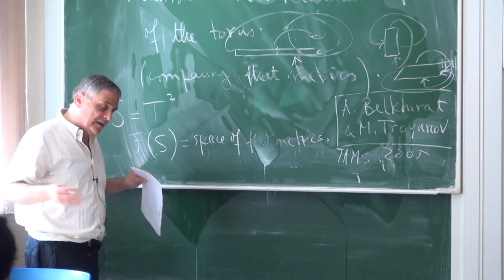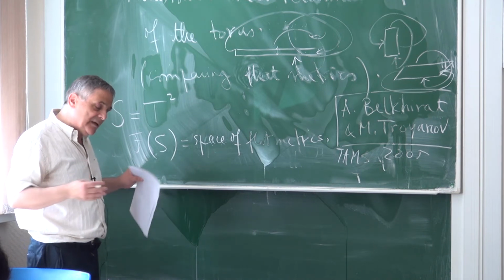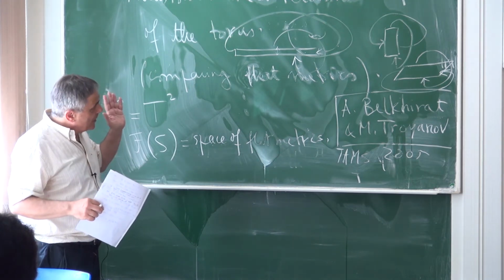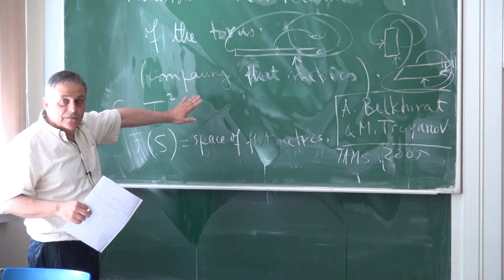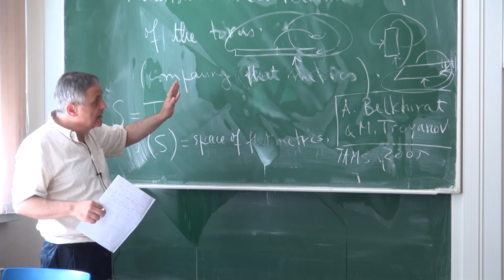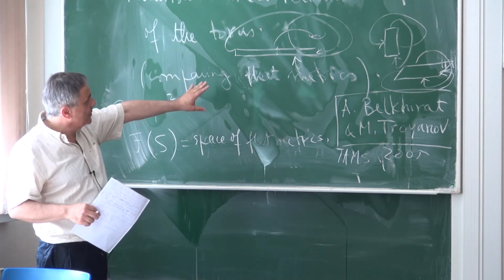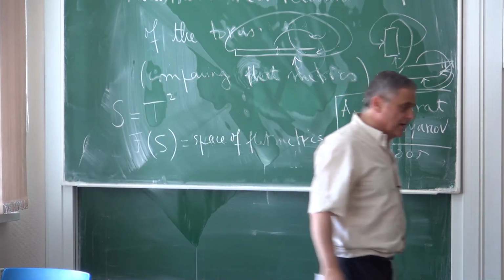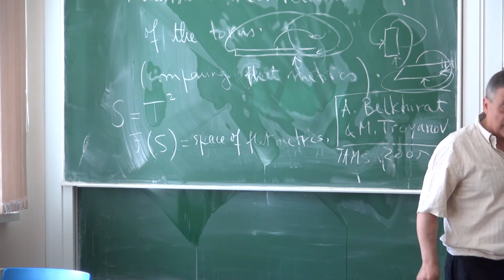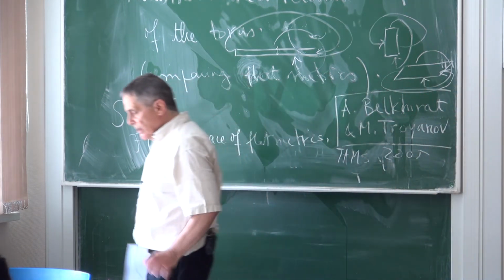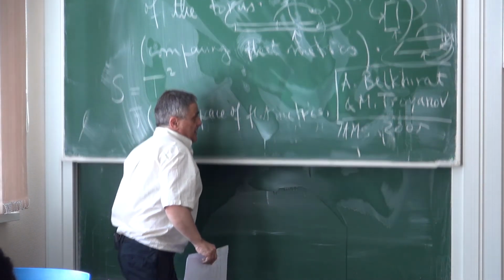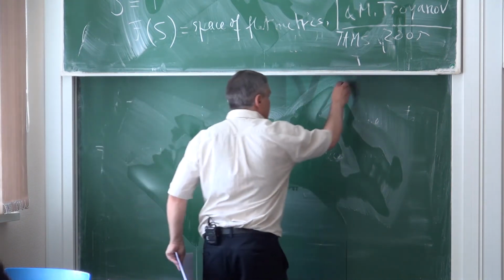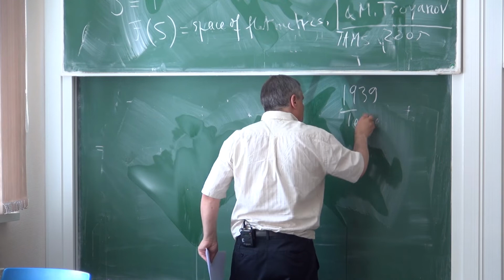What does this mean? In fact, the Teichmüller space of the torus is the hyperbolic plane. There are several ways to see this. One way is, I just defined the Teichmüller metric before. The Teichmüller metric on this space of flat metrics of the torus is the hyperbolic metric. This is a well-known fact that the Teichmüller metric of the torus coincides with the hyperbolic metric of the hyperbolic plane. And this was known. In fact, it is in this 1939 paper by Teichmüller.